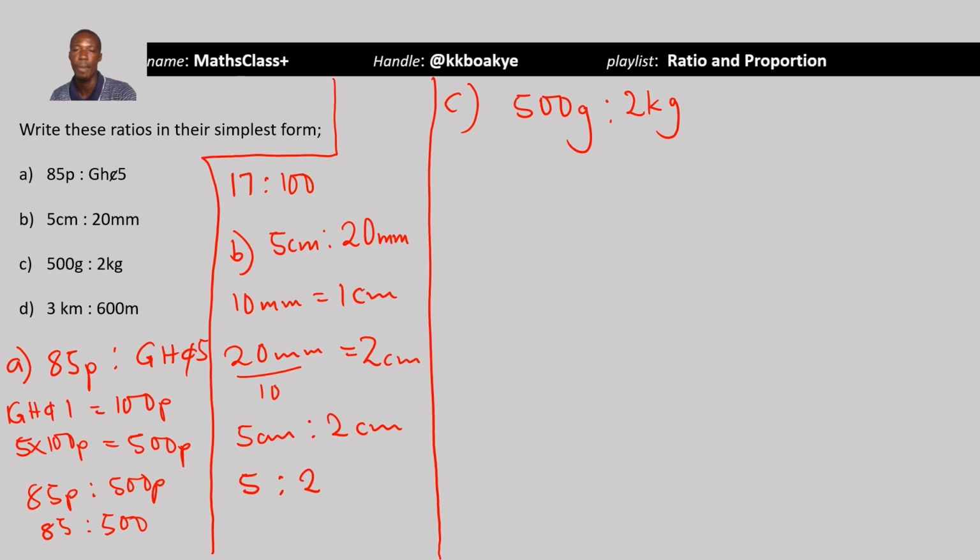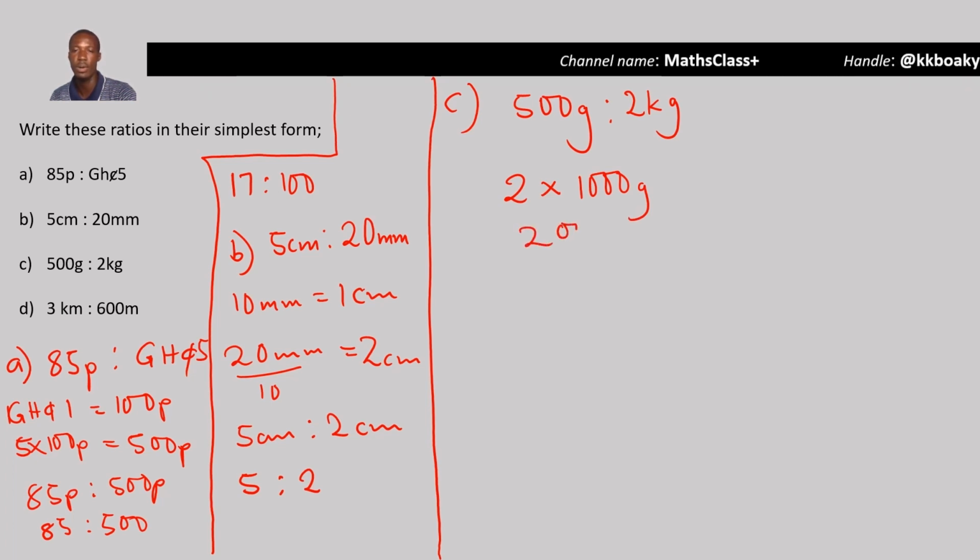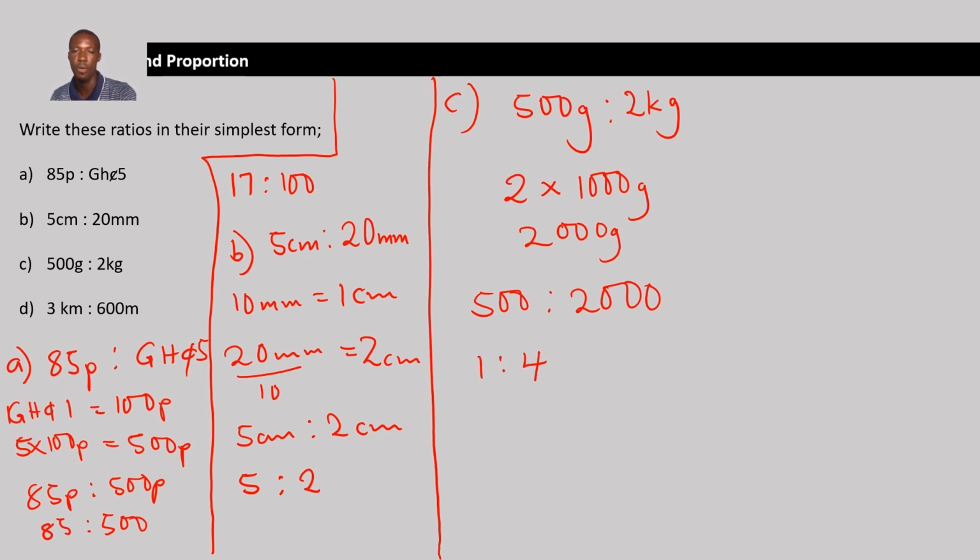So we have 2 kilograms. We converting it, so 2 times 1,000 grams, and that will give us 2,000 grams. So we have 500. This time I'm not even writing the unit at all. 500 is to 2,000. And so when you simplify, you will get 1 is to 4.